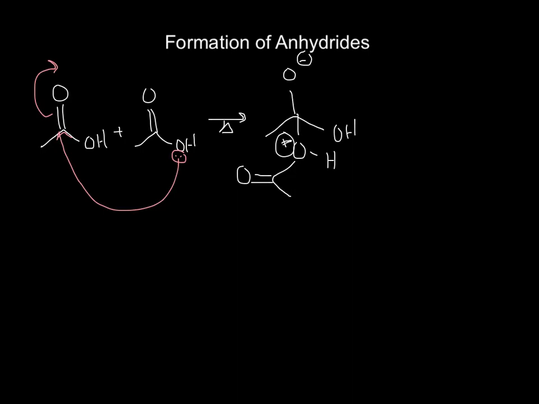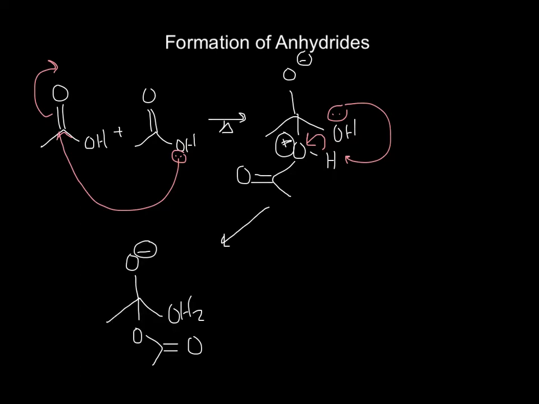Next, the electrons on this oxygen are going to come and deprotonate this oxygen, getting rid of the positive charge. The next thing that will happen is the negative charge on this oxygen is going to come back to form a double bond with the carbon and push the water molecule off to form your final product of the anhydride.